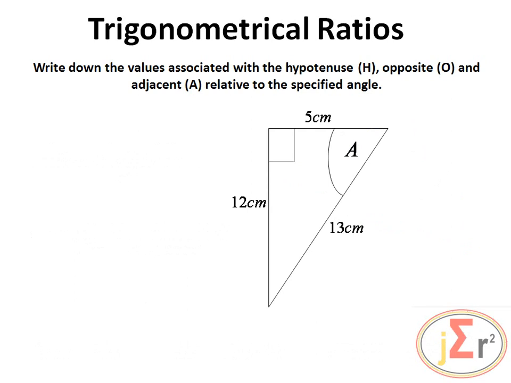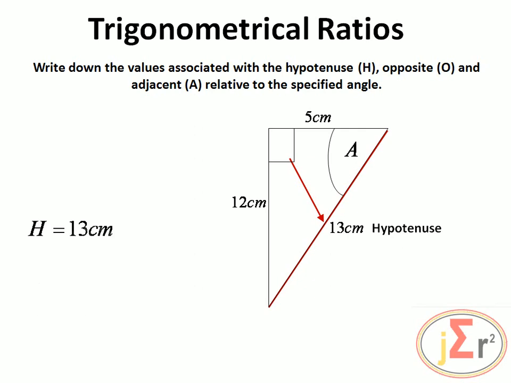Write down the values associated with the hypotenuse, H, the opposite, O, and adjacent, A, relative to the specified angle. In that case, the specified angle is A. And, of course, the hypotenuse is the longest side, and it is opposite to the right angle. The right angle is marked off with those perpendicular lines. So the side that is opposite to it is the hypotenuse.